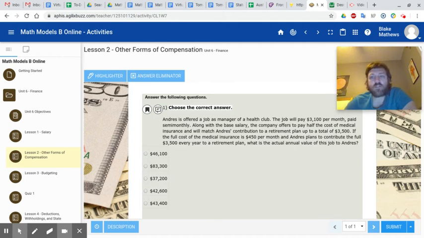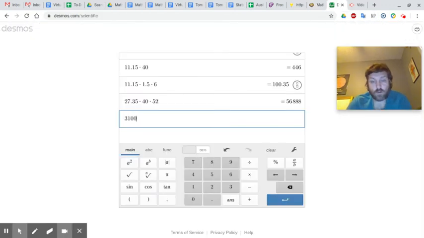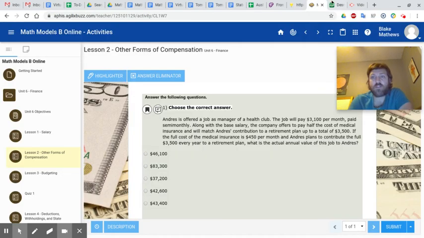And so a lot of this is going to be adding, or subtracting in some cases, but mostly adding the value of these other benefits to the pay. So it's more than just hours times pay. In this example, number one, Andreas is offered a job as a manager of a health club. The job pays $3,100 per month, paid semi-monthly, along with the base salary. So we already know we need to do $3,100 per month, so that's times 12. So we do 3,100 times 12. So I get this number right here, 37,200.